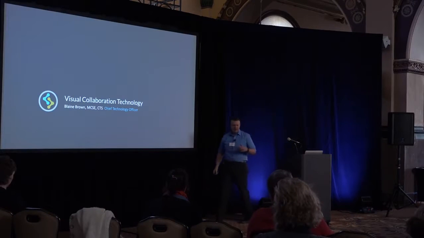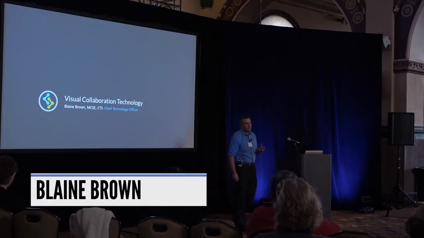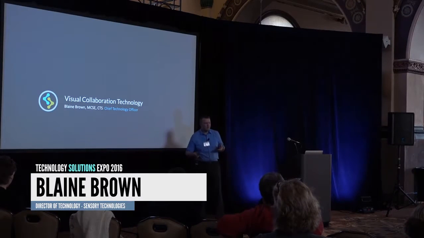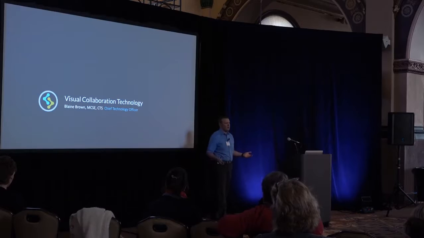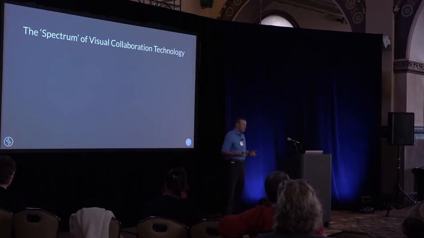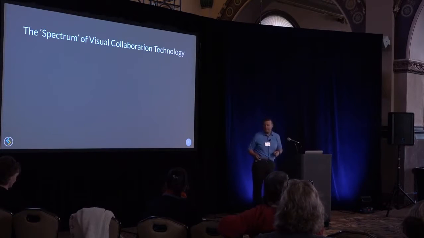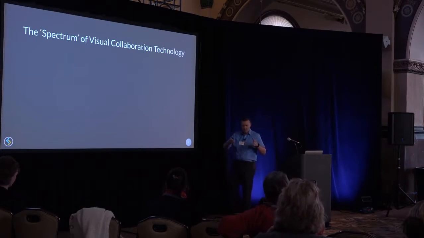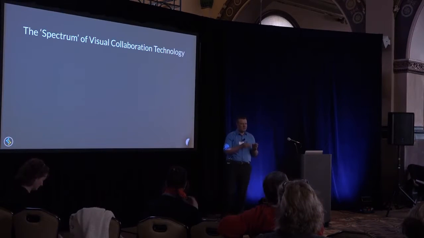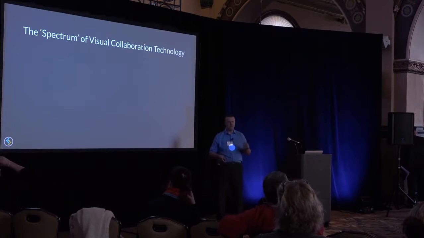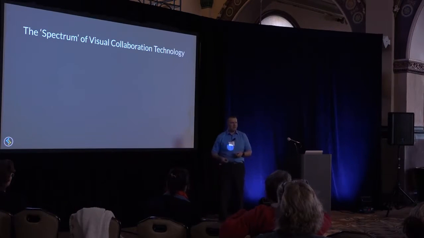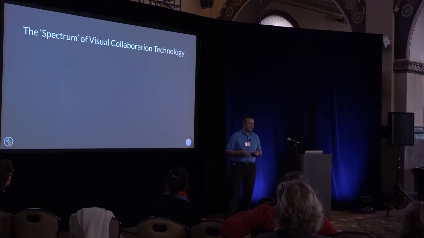So I get to talk about the actual hardware, right? The hardware that goes into these visual collaboration spaces. And I refer to the various options that are out there in the marketplace as the spectrum of visual collaboration technology. So I'm going to be walking you through some various options. I'm going to start at the very low end, the really inexpensive options that you've probably heard of, some of them even consumer grade, and walk all the way through to the more full-featured, even the immersive room type options that are out there.